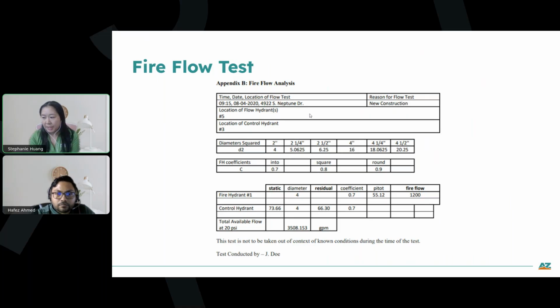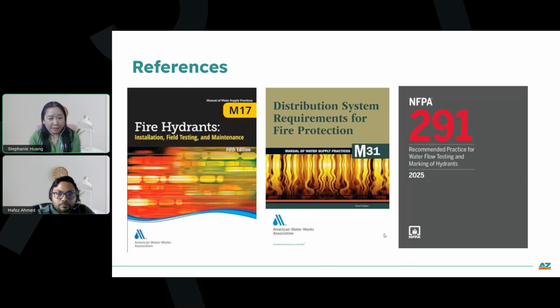So the references I discussed in my presentation: AWWA M17, which covers the installation, field testing, and maintenance of fire hydrants. This is the manual that you could read for more in-depth information, as well as M31, distribution system requirements for fire protection. I did not discuss today NFPA 291, the recommended practice for water flow testing and marking of hydrants, but that's also a very interesting reference to look at.